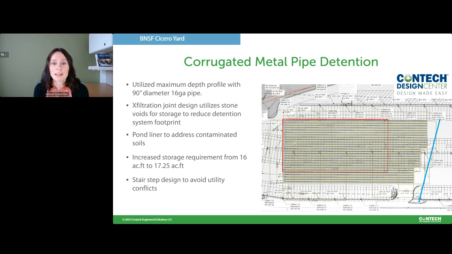The blue angled line that you see represents a utility conflict that we learned about during the last design iteration. So we used a stair step design with staggered pipe lengths across the system to avoid that utility line. You can see that we had longer runs on the top of the system and then shorter runs on the bottom to avoid that.